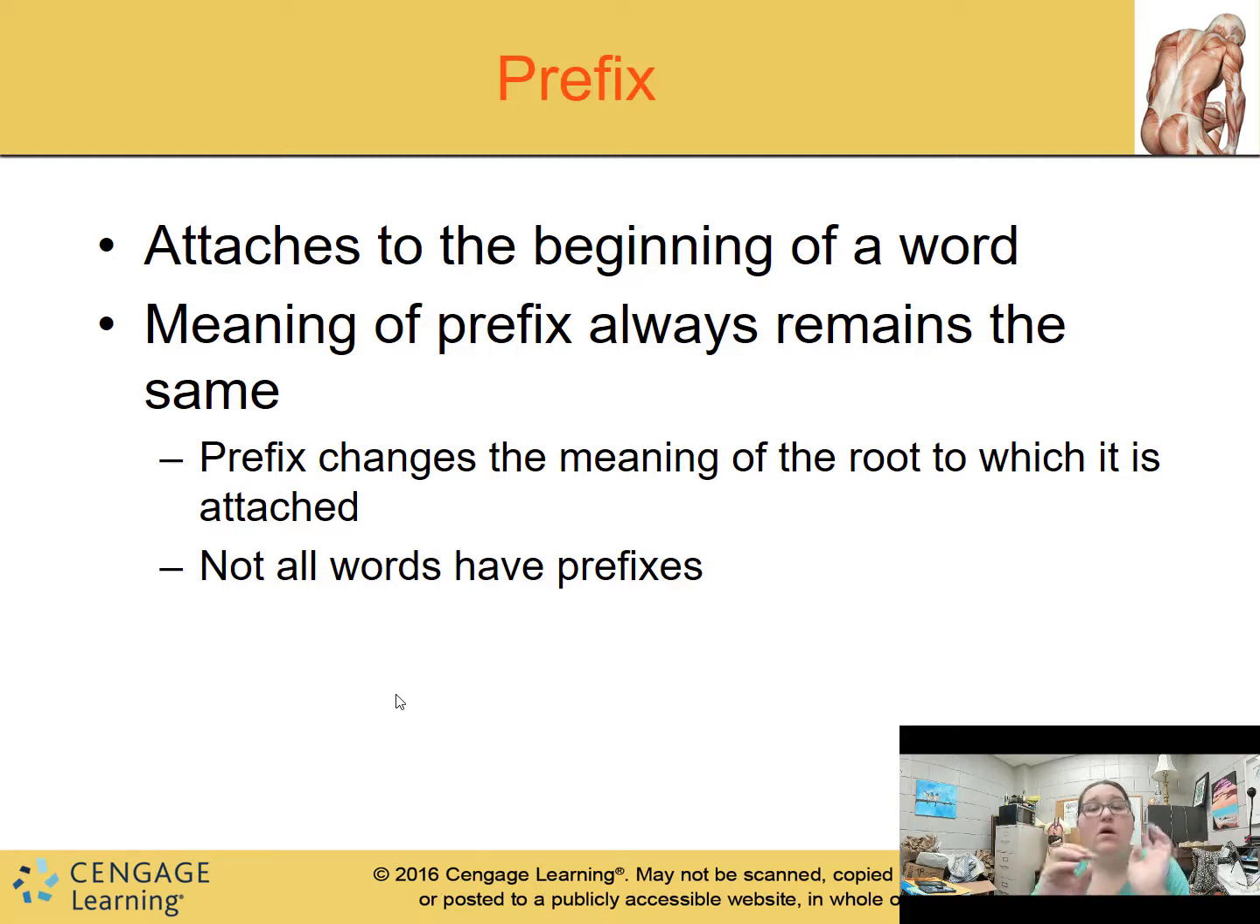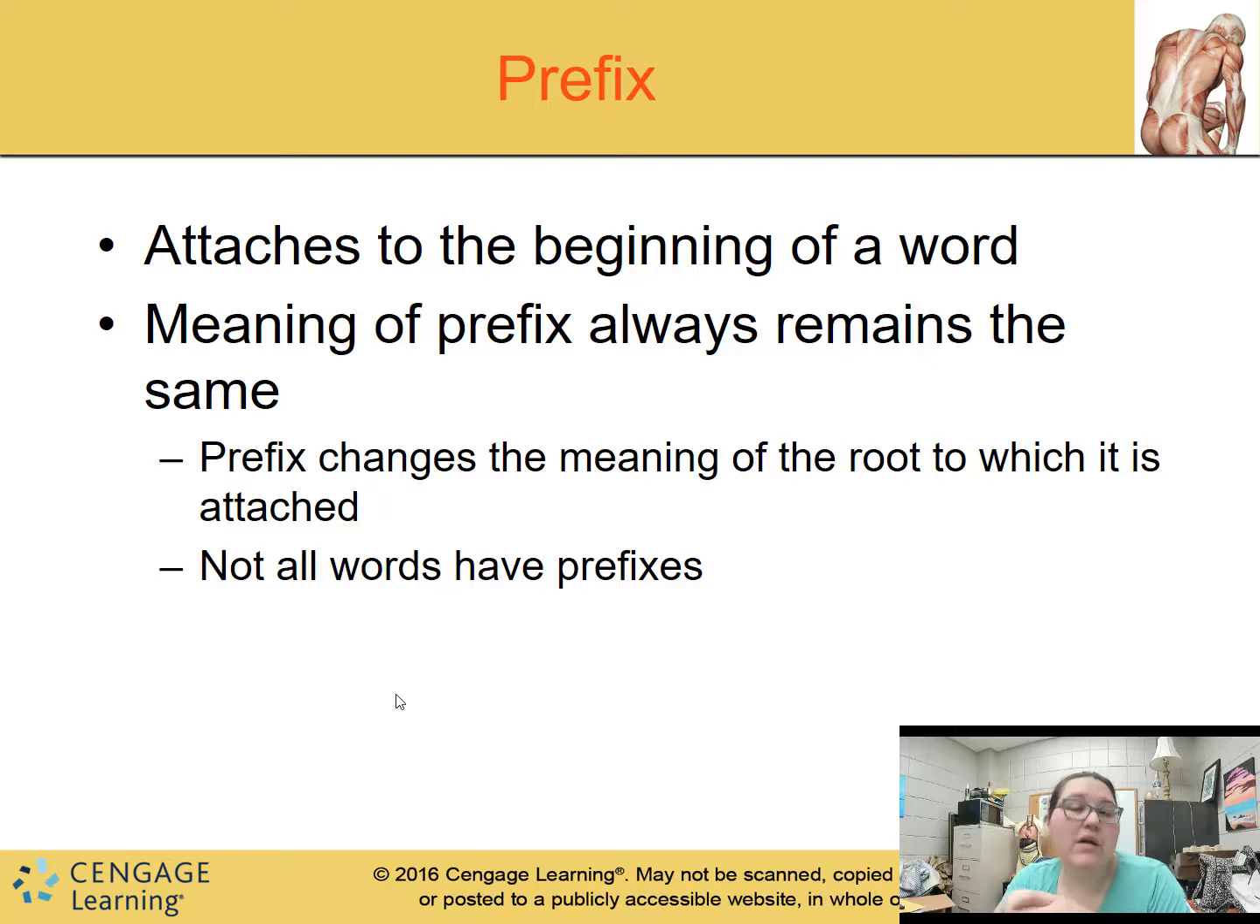Second rule, not all medical terms have a prefix. There's a caveat, most have a suffix. There are some word roots that can stand on their own, but for the most part it will have a suffix. Prefix, not always.